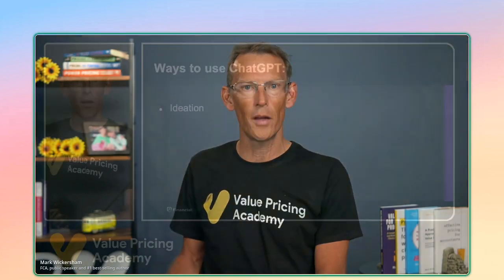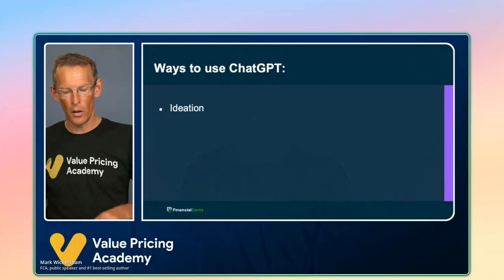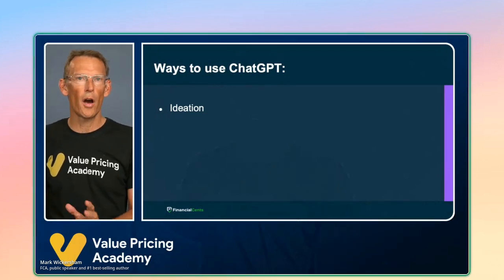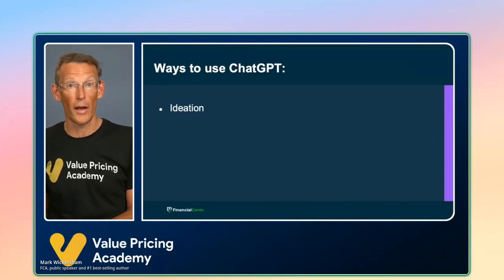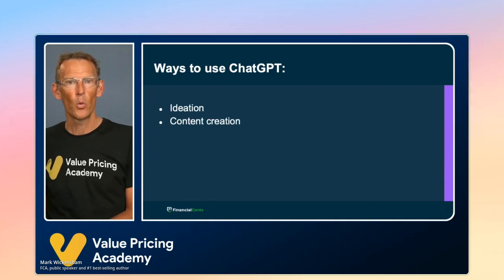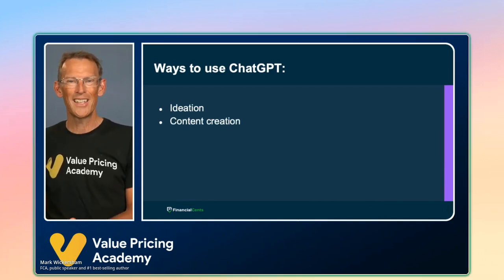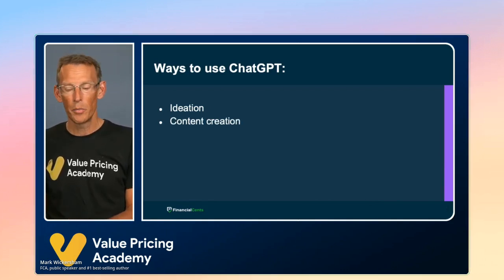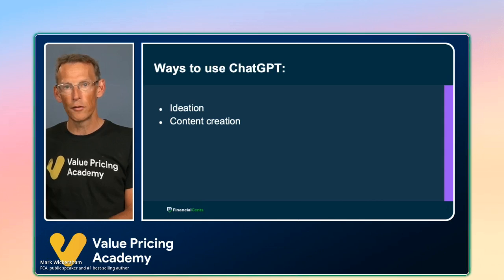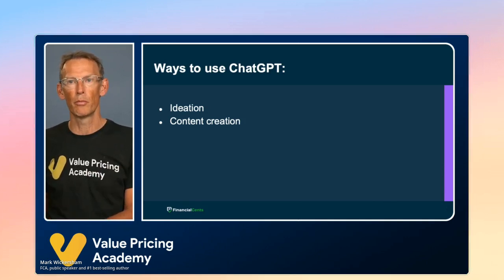So how can you use ChatGPT? What's it for? All sorts of things. We can use it for so many things within our accounting firms. We can use it for ideation, brainstorming, if you like, coming up with ideas. We can use it for content creation, particularly useful in marketing, because one of the most powerful forms of marketing is content creation, content marketing, where that's creating blog posts, articles, social media posts, and ChatGPT is brilliant for that.